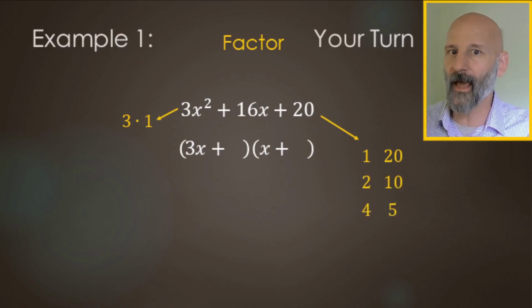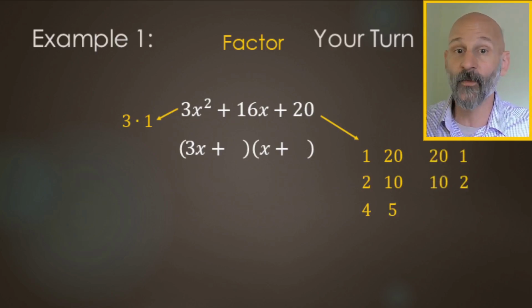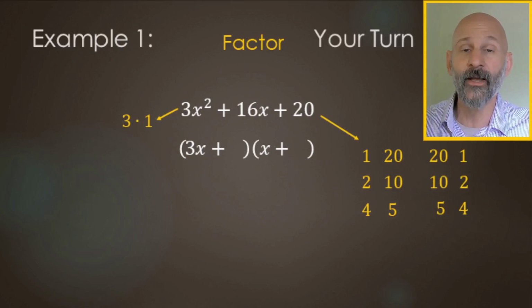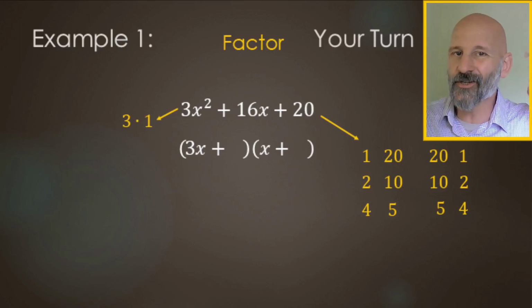And that's it for that one. But remember, we need to switch them around because order does matter. So we can do 20 and 1, 10 and 2, and then 5 and 4. And there's our list. You can either write it down like what we have here, or you can just go through in your head and try to figure out which one works, okay?